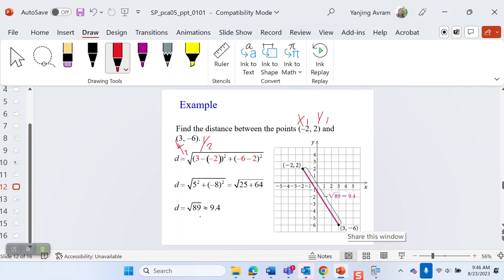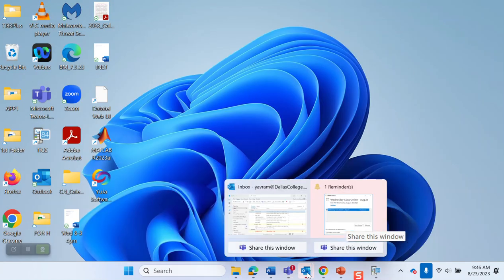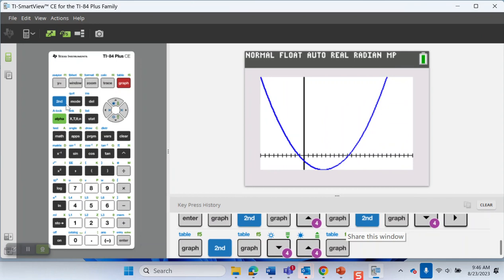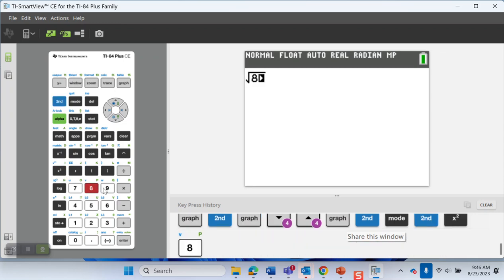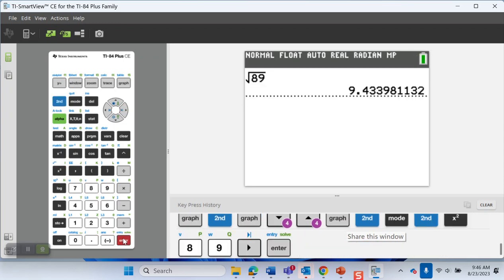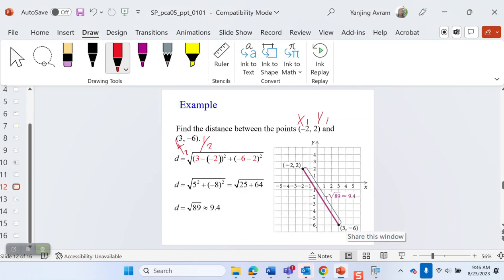The square root of 89, if you simplify it into a decimal, is about 9.4, right? If you can use a calculator, enter the square root of 89, and then you hit enter. If you round to 1 decimal point, this is about 9.4. All right, so that is how you find this distance in here.